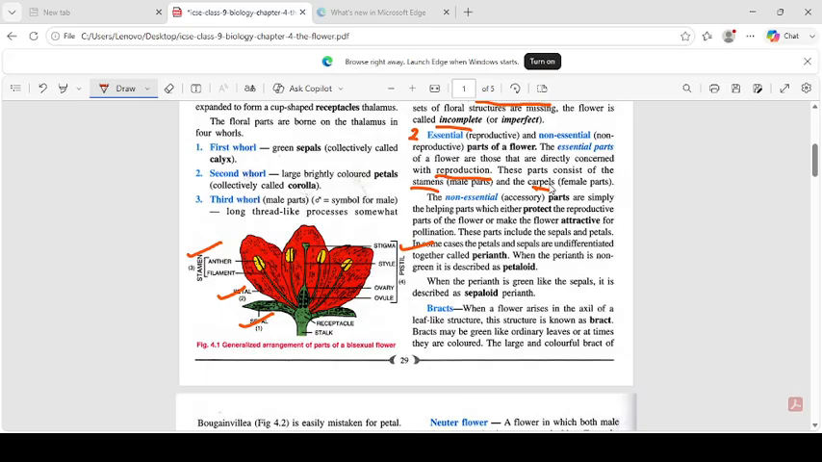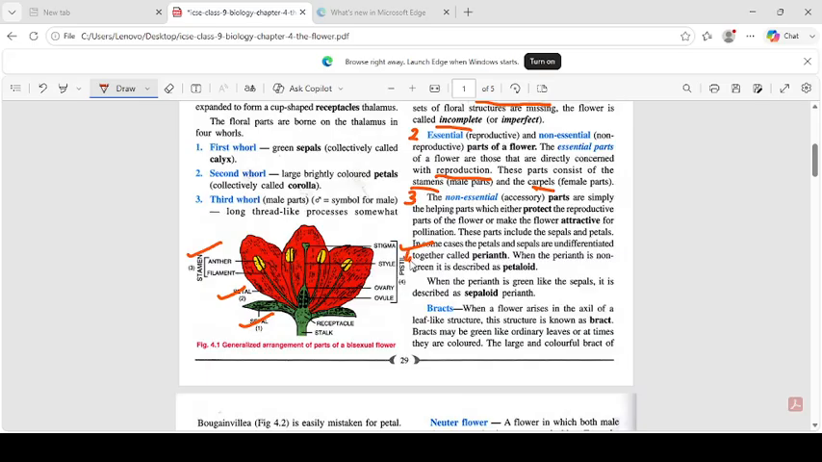Then we are moving with the non-essential whorls. Non-essential or accessory whorls are those whorls of the flower which are protecting the reproductive parts of the flower. That is, calyx and corolla are the non-essential whorls which are protecting the reproductive whorls or essential whorls of the flower.